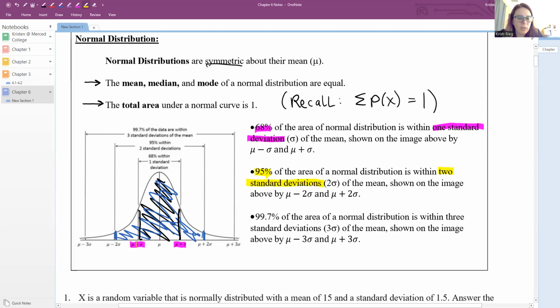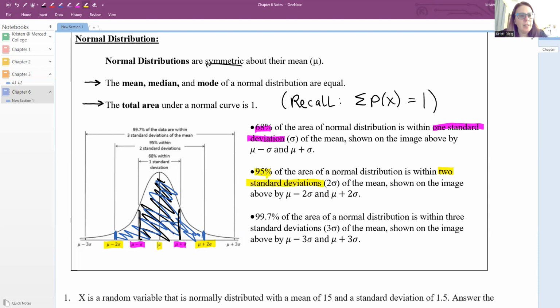So when we go to the left, we subtract 2 sigma. And when we go to the right, we add 2 sigma. So mu is in the middle. So we take our mu and then we add the number of sigmas to get to the right, to the larger value, and we subtract that many sigmas to get to the left value.